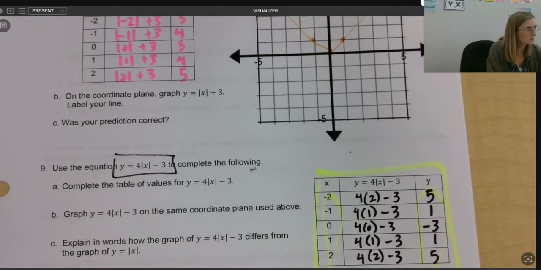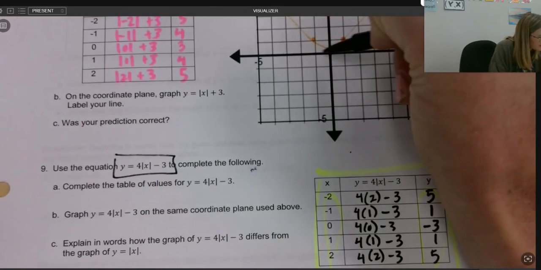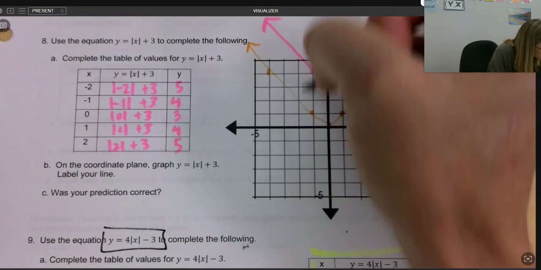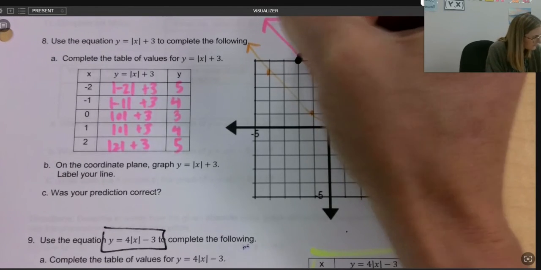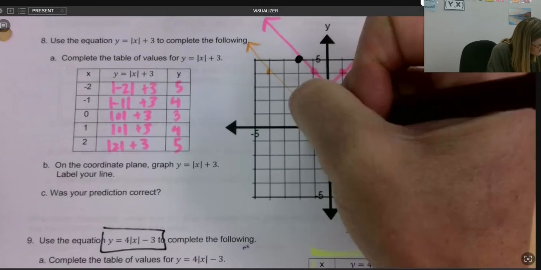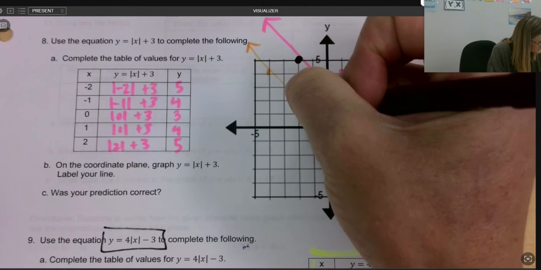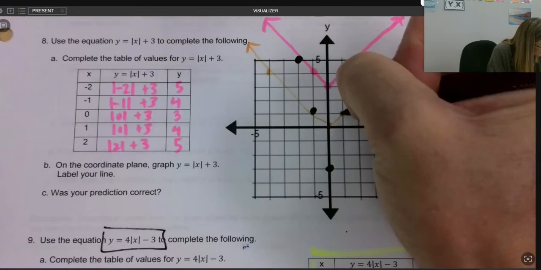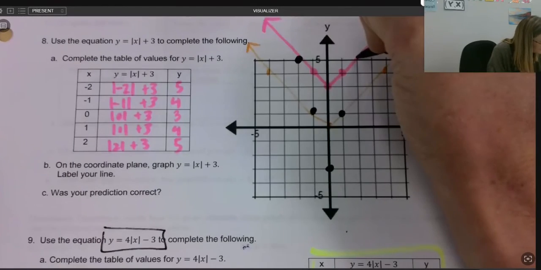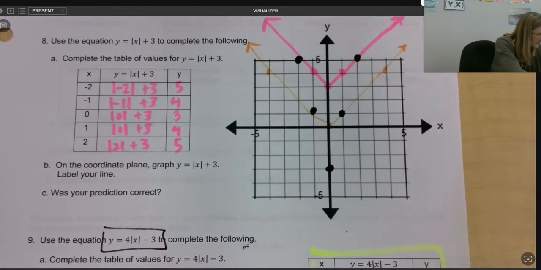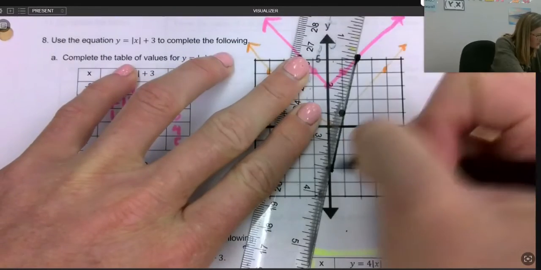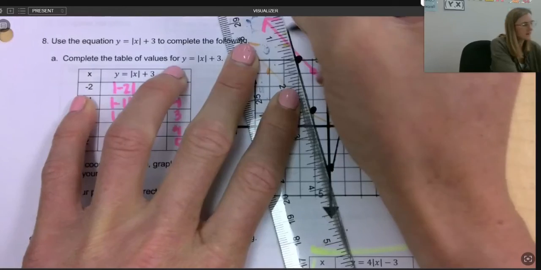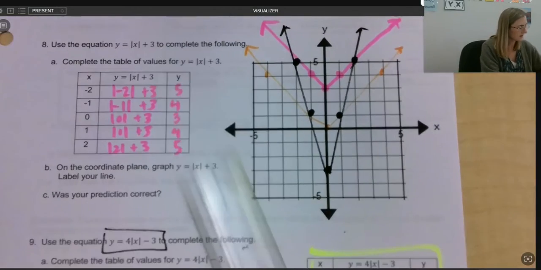So -2 and 5. We're going to graph this on the same coordinate plane. So -2, 5. -1, 1. 0, -3, 1, 1, and then 2, 5. So my graph now looks like this. And as you can tell, it's shifted down by 3 units.